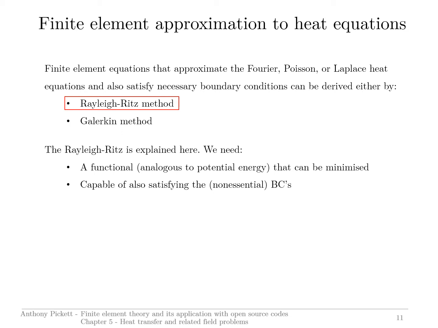In this part of the presentation, I'm only going to use the Rayleigh-Ritz method. It's a little easier to explain, and it's also consistent with what I did in the video on chapter 1, where we looked at these methods for 1D elements. For the Rayleigh-Ritz method, we need to develop a functional, which is analogous to what we used in the first video on chapter 1, using potential energy. And this has to be minimized for the system. It also has to be capable of satisfying these non-essential boundary conditions.